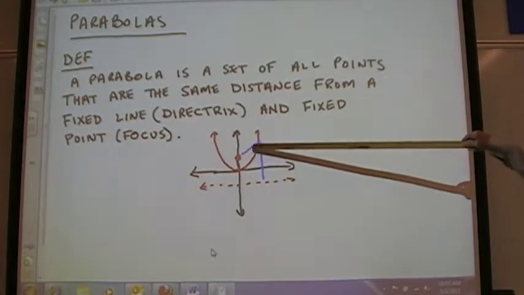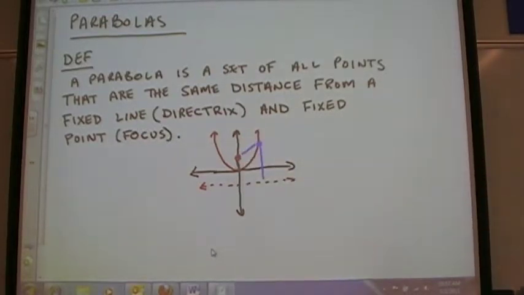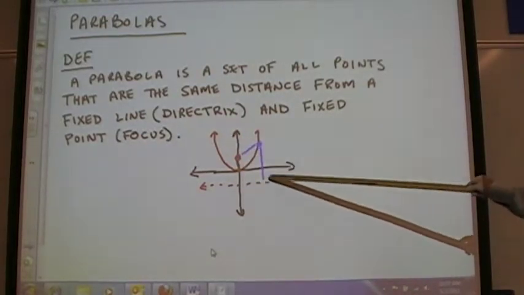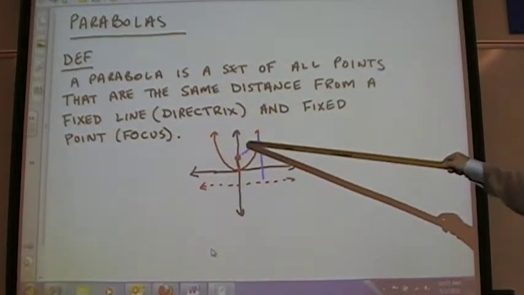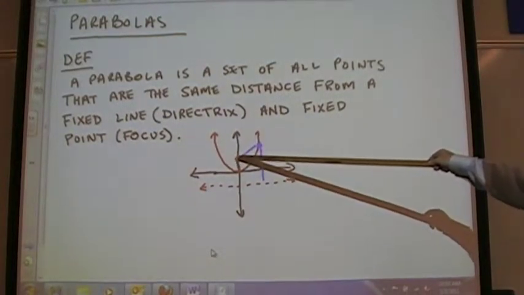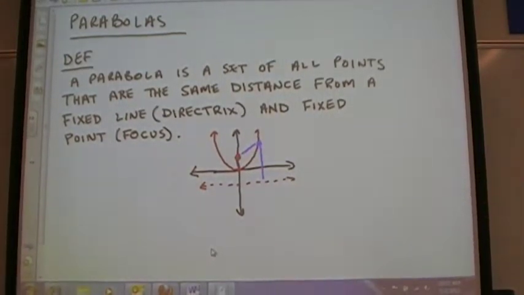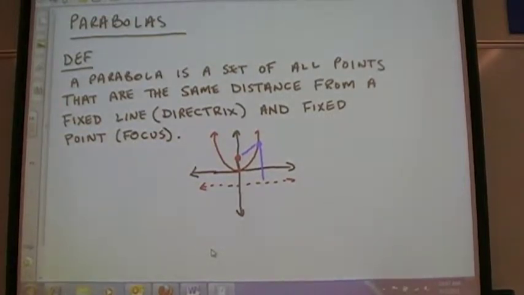And here, if you pick any point on the parabola, it doesn't really show it very well, but it's got to be the same distance. This point has to be the same distance from the point and the directrix. Okay? That is the definition of a parabola. Do we have all that down? Sure. Okay? All right, first example.